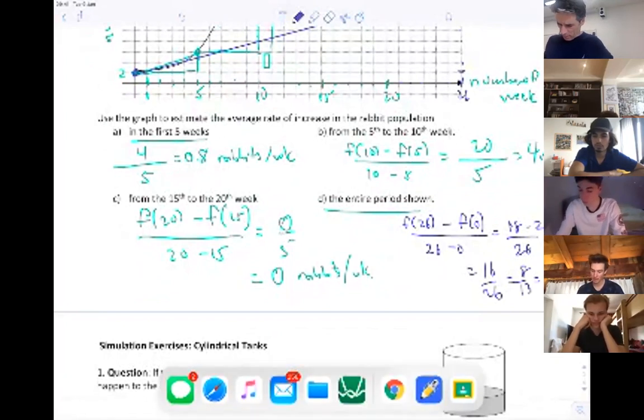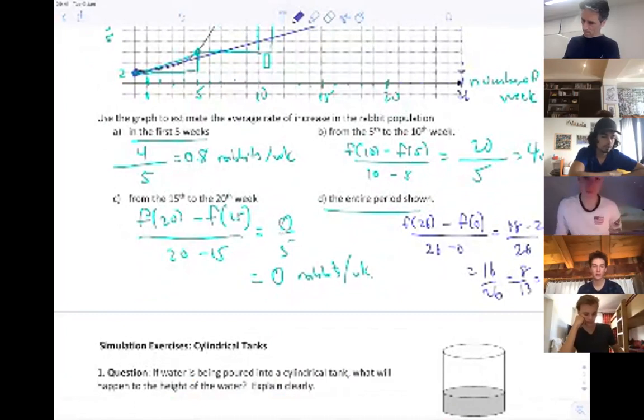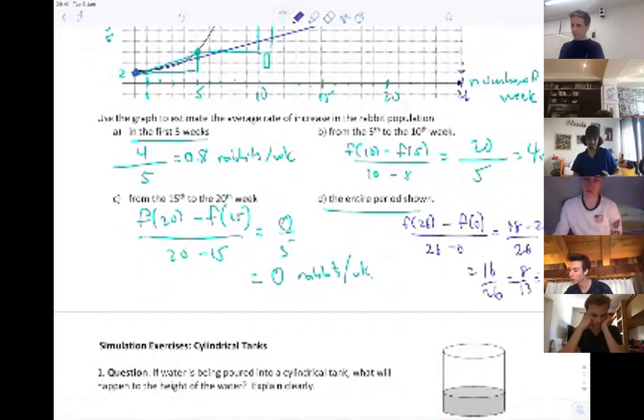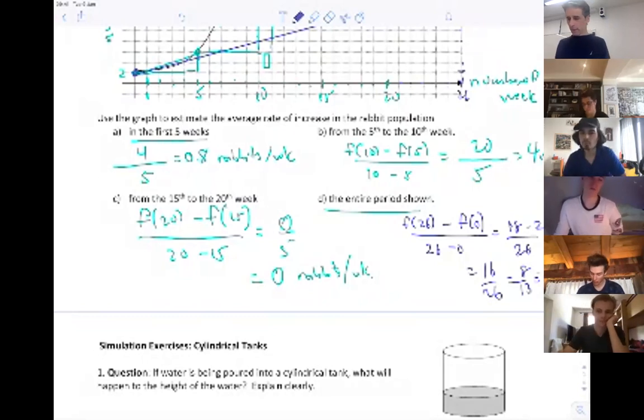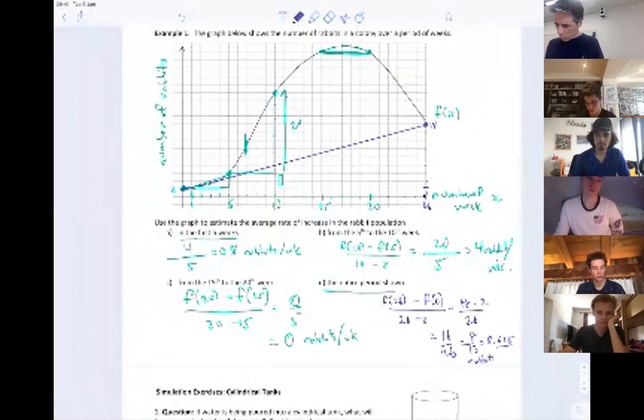Do you guys have your calculators? Does anyone know? It's about 0.615. Okay, 3 significant figures, right? It's fine. So that would tell you that the average rate of change, whoops, my iPad's stuck, for the whole period is about 0.615 rabbits per week. But why would that be misleading?